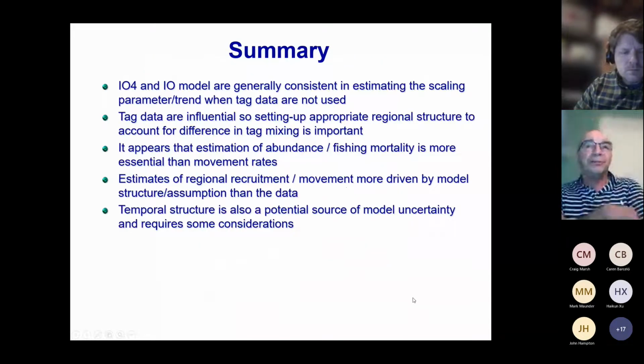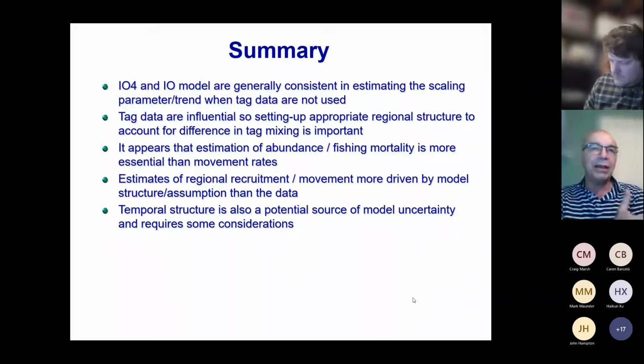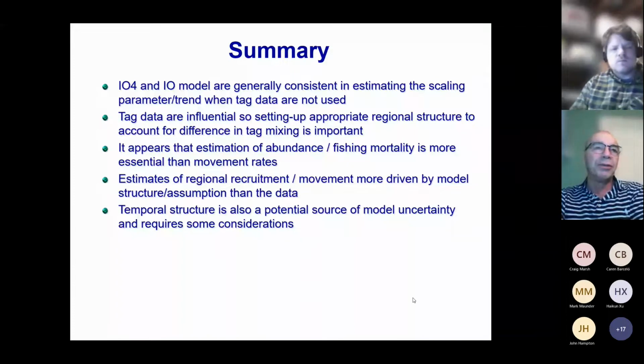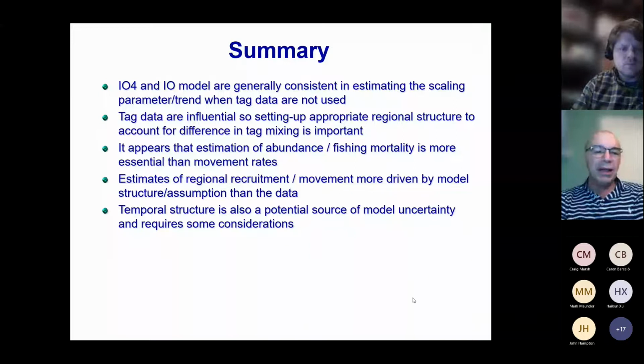So in summary, we see that the 4-area model and the single area model are generally consistent in estimating the scaling parameter when the tag data aren't used. So the tag data certainly are influencing the overall scaling because they're influencing the overall mortality rate. So the tag data are influential. So setting it up appropriately gives us the right regional structure, but we really didn't have enough tag recapture pairs across all the areas to do this as well as we would have been able to with a fuller data set.